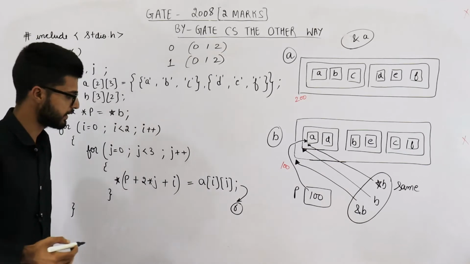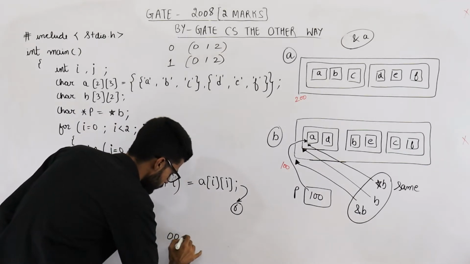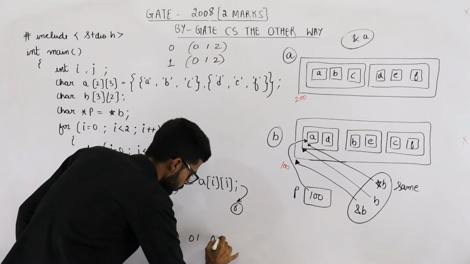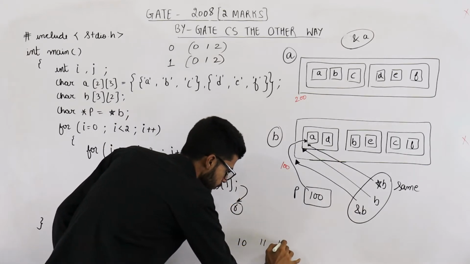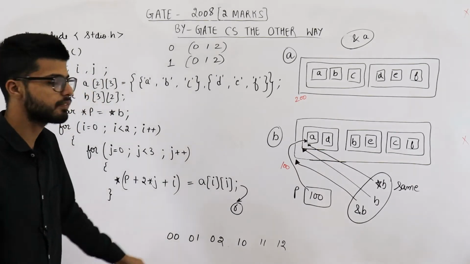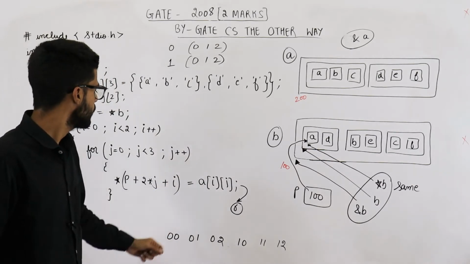For what values of i and j? These values: 0,0; 0,1; 0,2. Then i will become 1. That means 1,0; 1,1; 1,2. So these are the values of i and j. Now have a look.